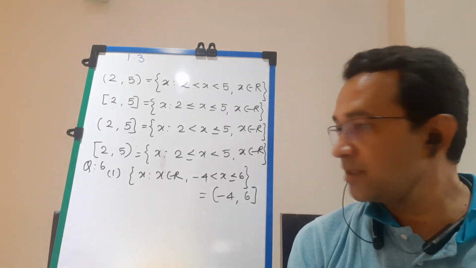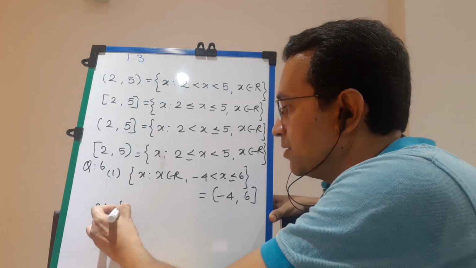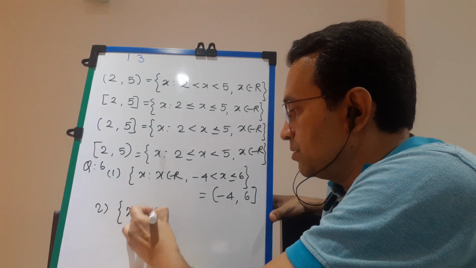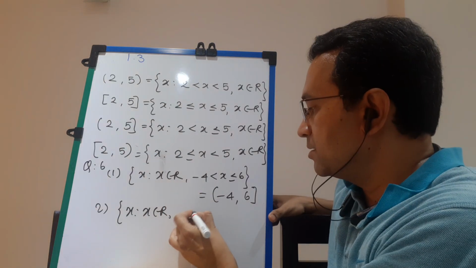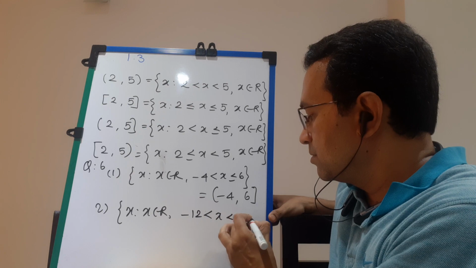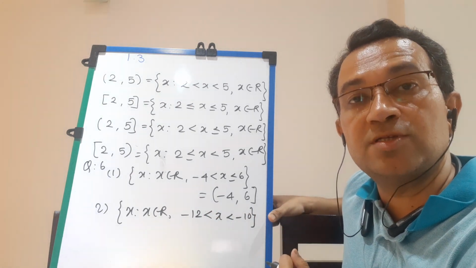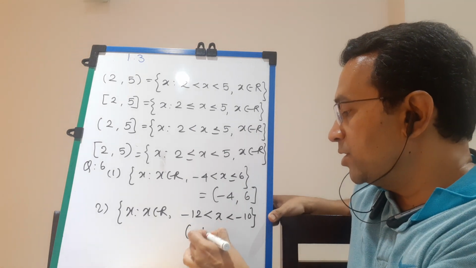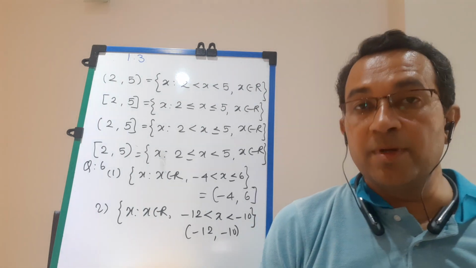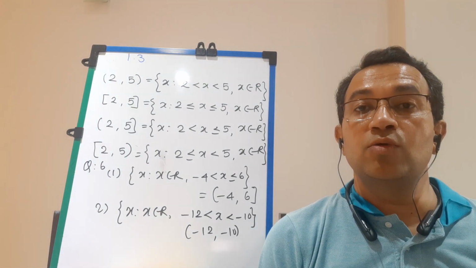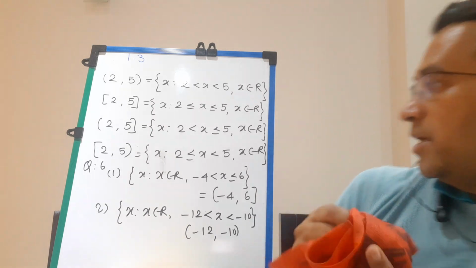Nothing difficult. Second, x such that x belongs to R, minus 12 less than x less than minus 10. Both sides are less than; equal to is not there, so this is an open interval. So this is the open interval minus 12 to minus 10. Students, always remember, in an interval the lower number is written first.